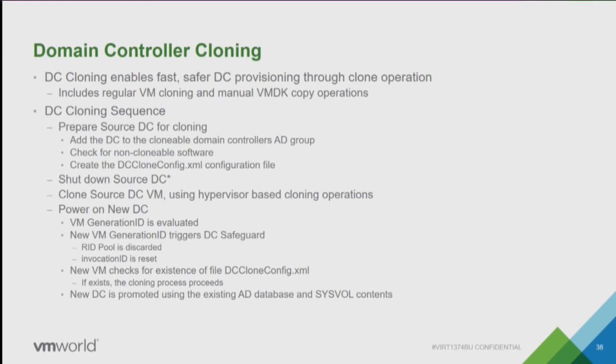Now, you have a process that you follow that we're going to hopefully be able to demo for you. First, you need to add the DC to a group in Active Directory called the Clonable Domain Controllers Active Directory group. Then there's a process that checks for software on the domain controller that doesn't support cloning. VMware Tools does, not everything else does. So it checks for that. Then you create what's called the DC clone config file, which is effectively the configuration for the cloned server. So, you know, your IP address and things like that, the name. Shut down the source domain controller, clone it using regular vSphere.